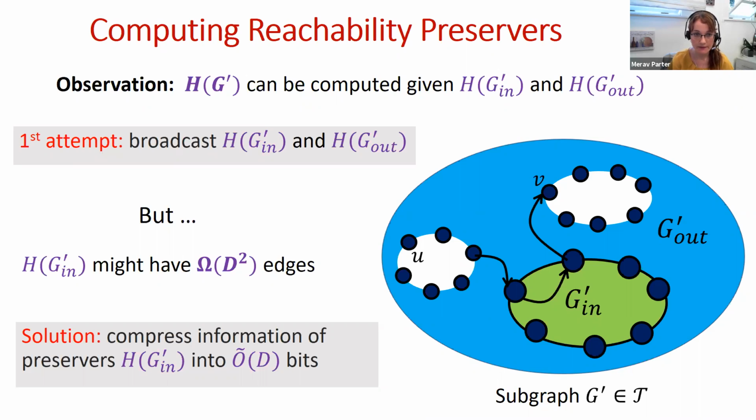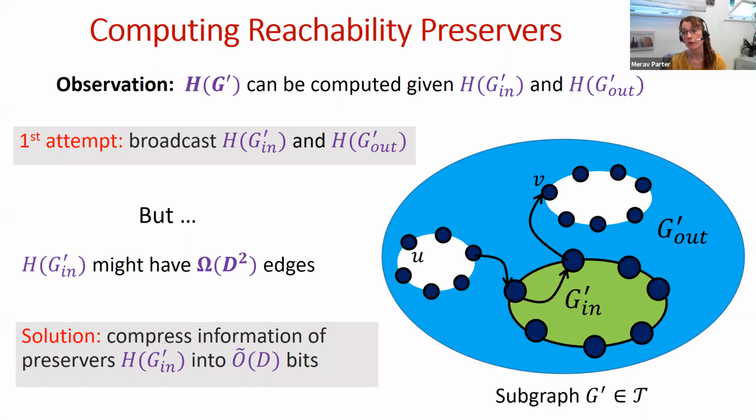Quite an easy observation is that this preserver can actually be computed once you know the preserver of the internal part and the external part, okay? And the reason is that if you look at any path between every two nodes in the extended separator set, this node and this node, this path is made of segments. Each of them is either fully contained in G in or in G out.